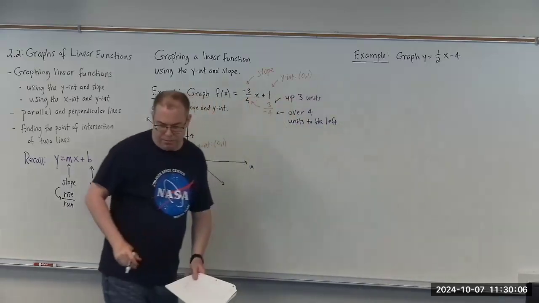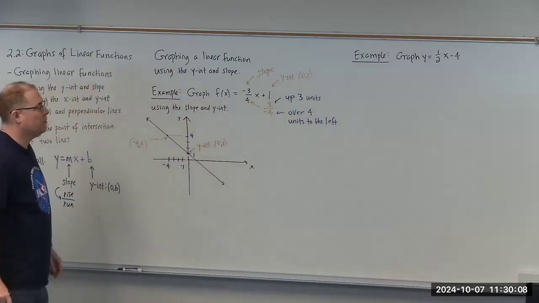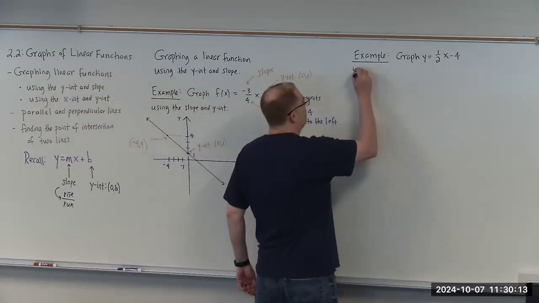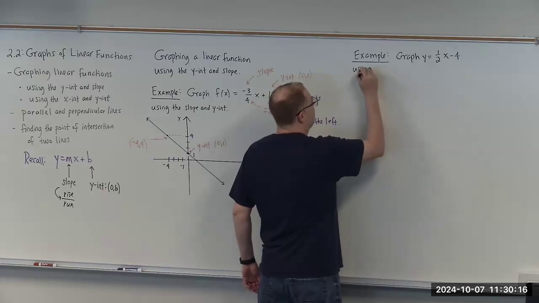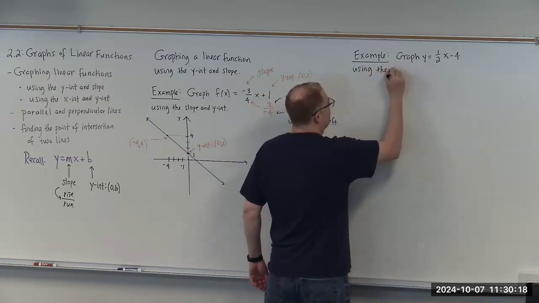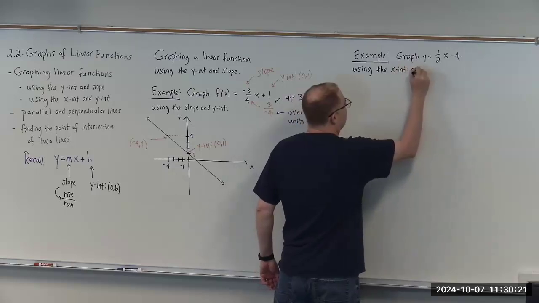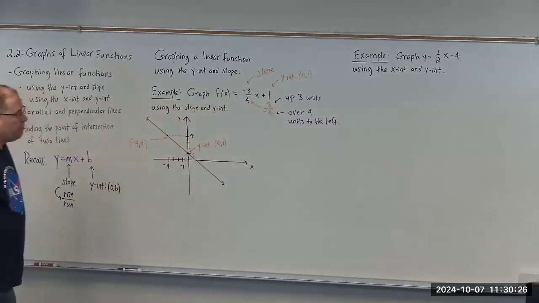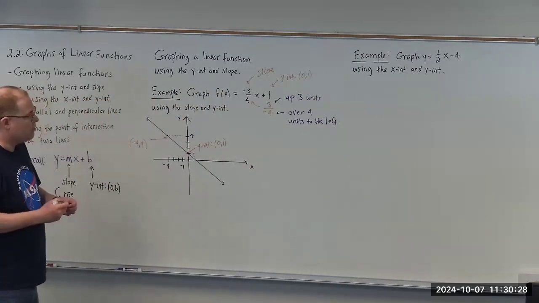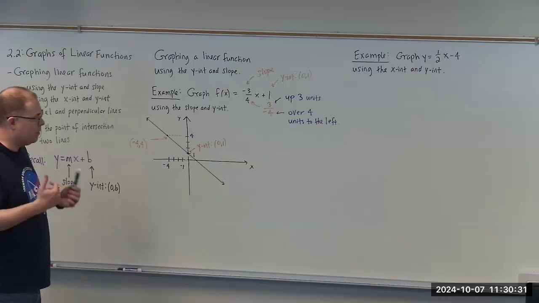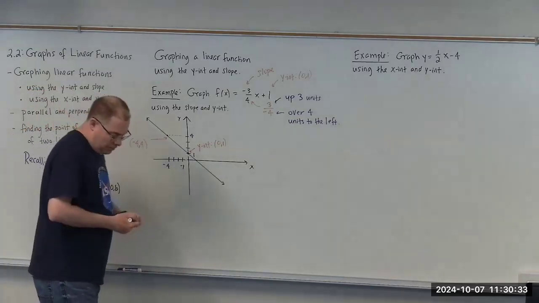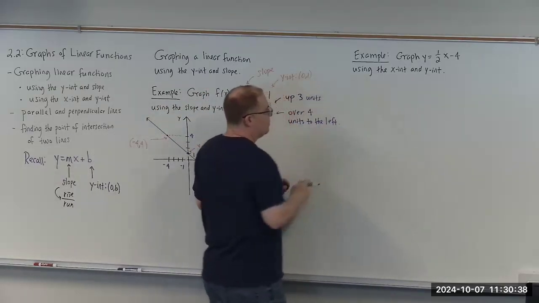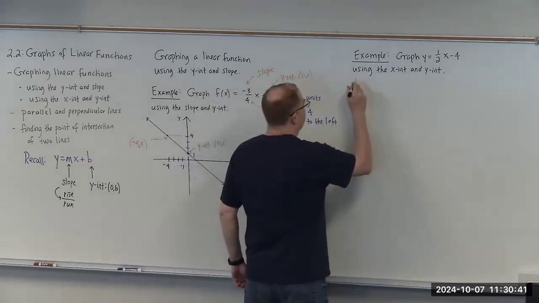So let's say we want to graph this function, 1/2 x minus 4, using only the x and y intercept. Let's first go through and find the x and y intercept, and then we can plot those on our Cartesian plane. Let's first figure out the y-intercept.